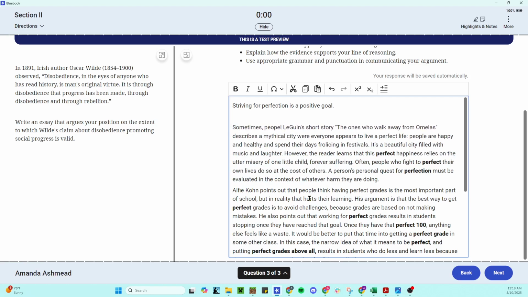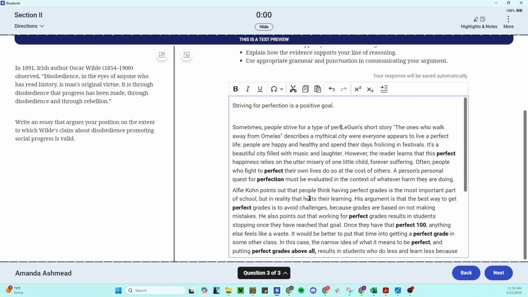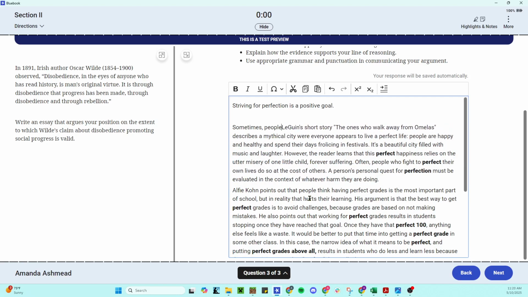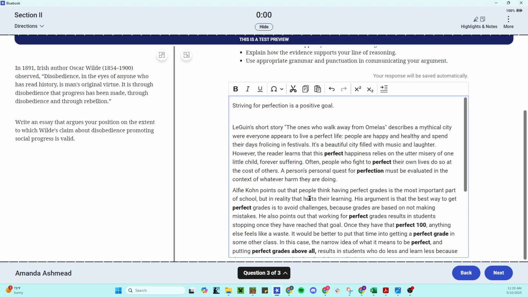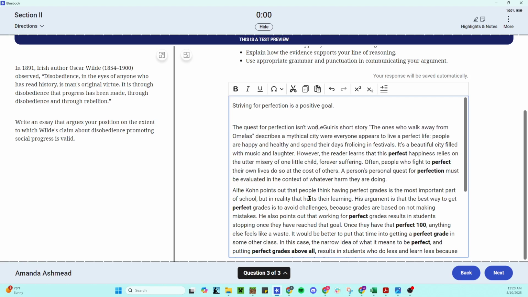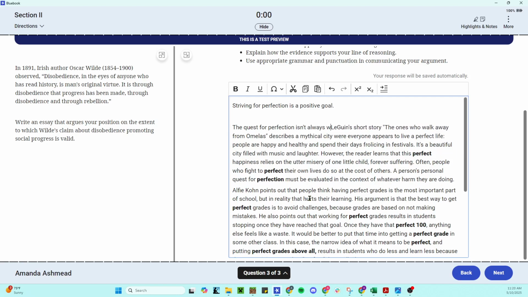Sometimes people strive for a type of perfection without really considering. Actually, no, I want to make this more like what we should do, right? So I'm going to say something like, the quest for perfection isn't always worth the cost. Okay, so now I've got a topic sentence.